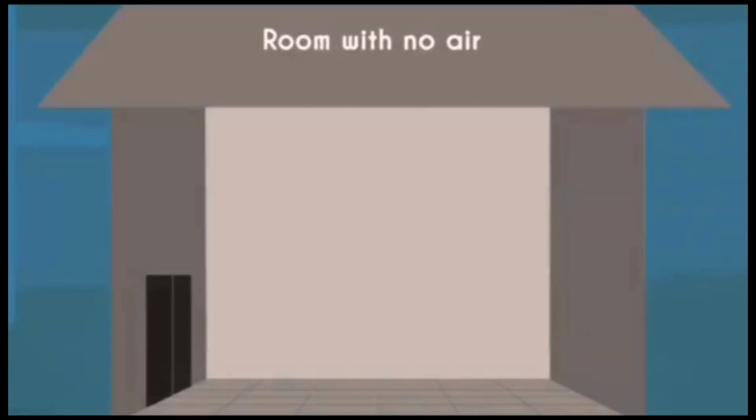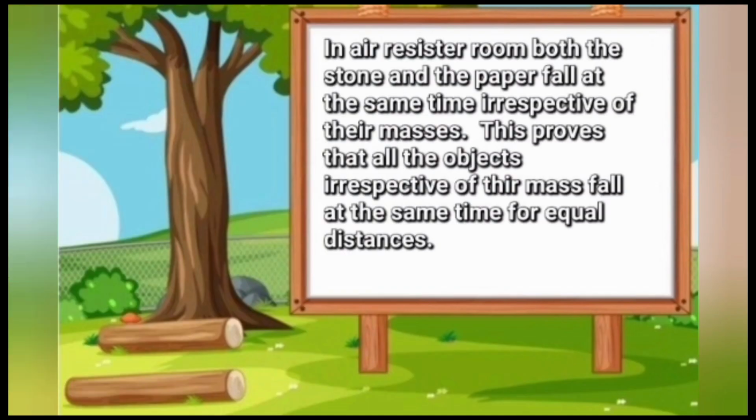Let us see what happens when we are leaving the same stone and paper in a room with no air, that is, a vacuum. Both objects will reach the ground at the same time. In an air-resistance-free room, both the stone and the paper fall at the same time, irrespective of their masses. This proves that all objects, irrespective of their mass, fall at the same time for equal distance.